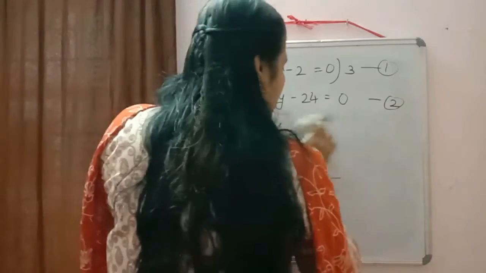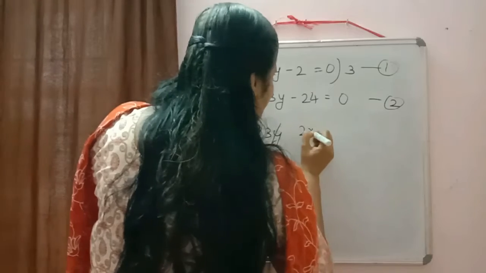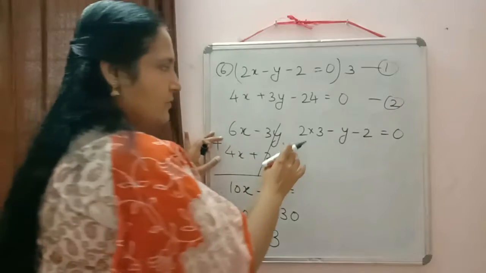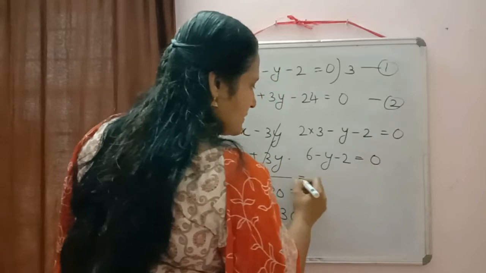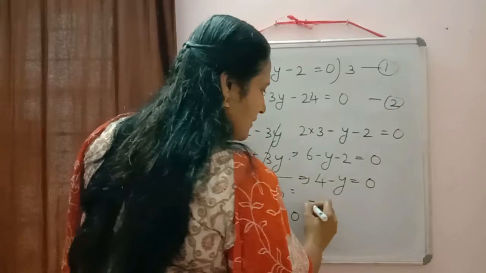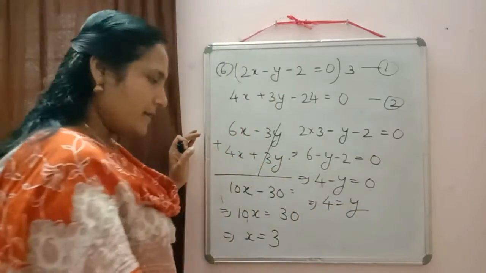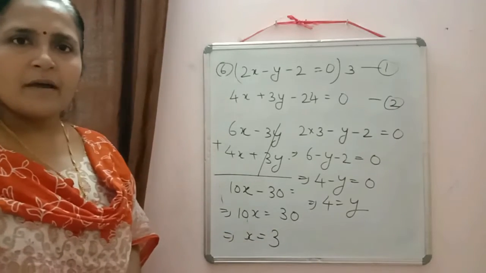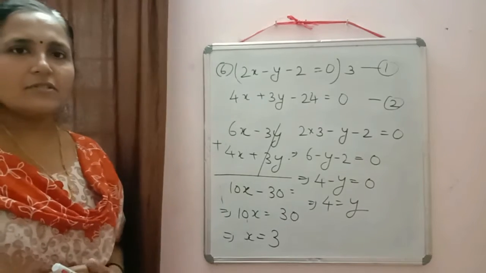So equation 1 is 2x, so 2 into 3 minus y minus 2 is equal to 0. 2 into 3, 6. 6 minus y minus 2 is equal to 0. 6 minus 2, 4. So 4 minus y is equal to 0. Y we can shift to the right hand side. So we will get 4 is equal to y. So we got the answer as x is equal to 3 and y is equal to 4. Now method clear? Okay. So moving on to the next question.